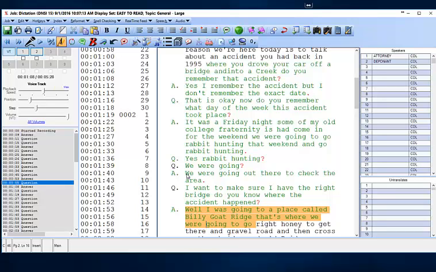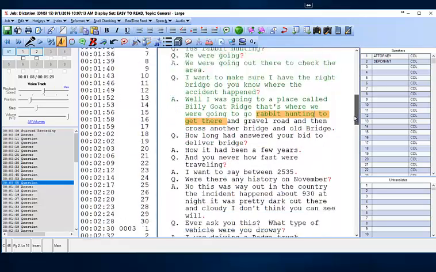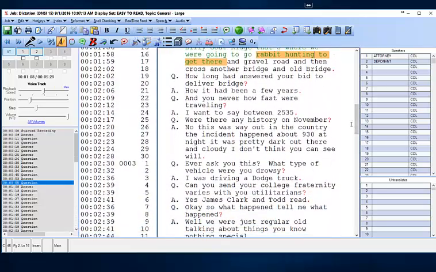Okay, page down. Rabbit hunting, chicken there. Control D to delete. H U N T I N G. Alt P. Rabbit hunting, chicken there. To get there. Page down.